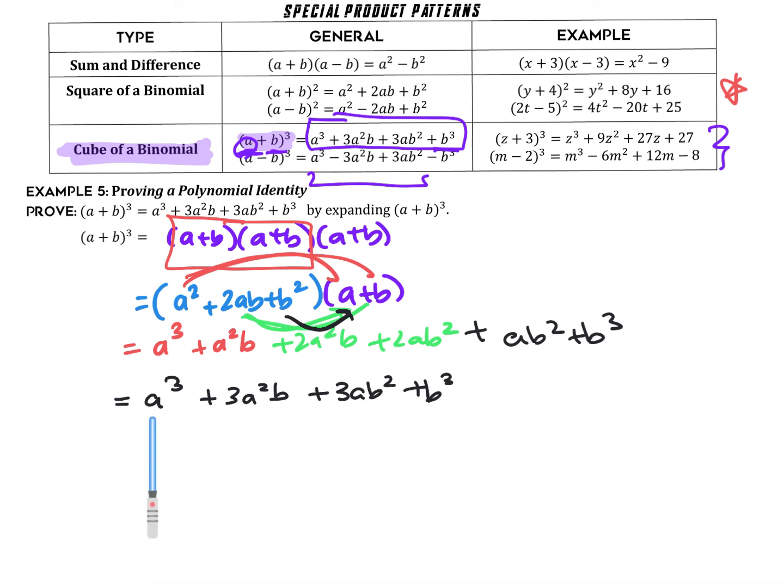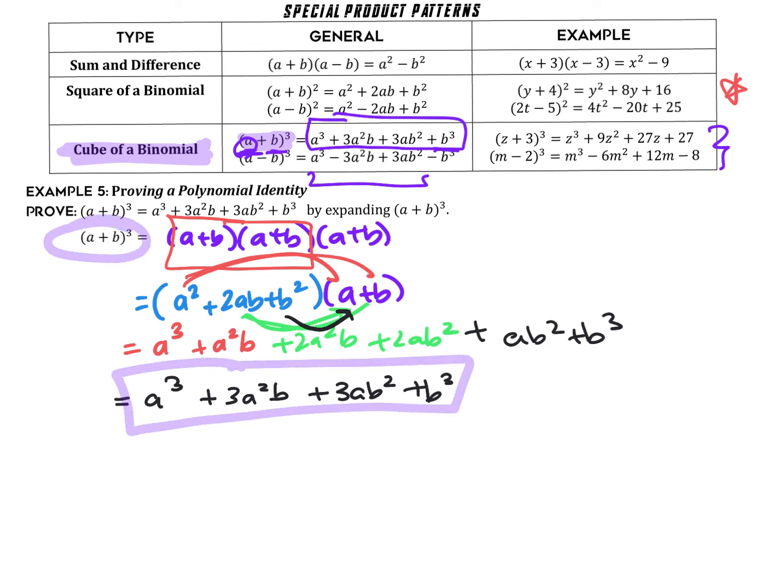Then we do the reverse with our b's. We start with no b, then we have b to the first, then we have b to the second, and then we have our b cubed term. That's not a coincidence. But you actually just did a proof. We just proved that a plus b cubed is equal to this, which is what we had up here. Kind of cool. All right, let's apply these properties to three last examples.